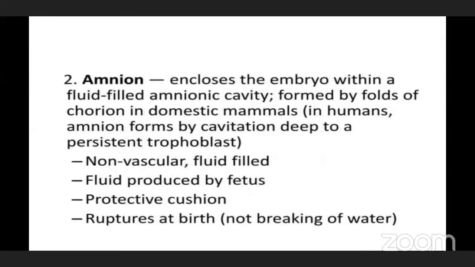Then next is the amnion. It encloses the embryo within the fluid-filled amniotic cavity, and it is formed by folds of chorion. In domestic animals, you can see the folding of chorion will form this amniotic cavity. But in humans, it is by the trophoblast. They will form a cavity. And it is non-vascular. You have a fluid here which is called amniotic fluid.